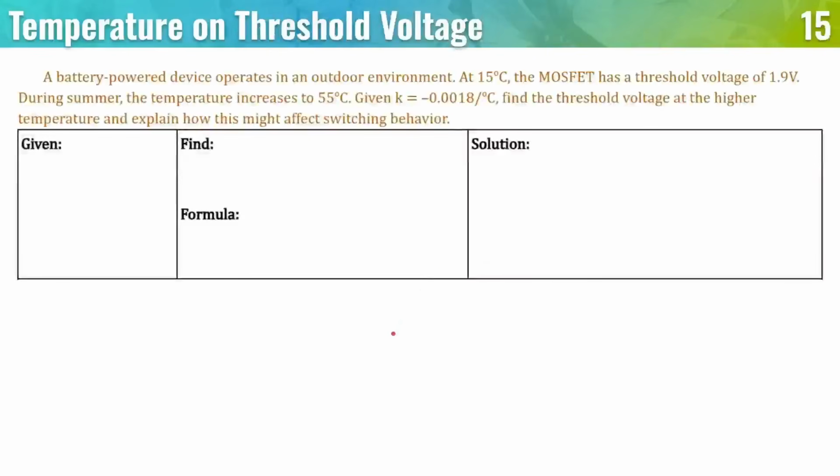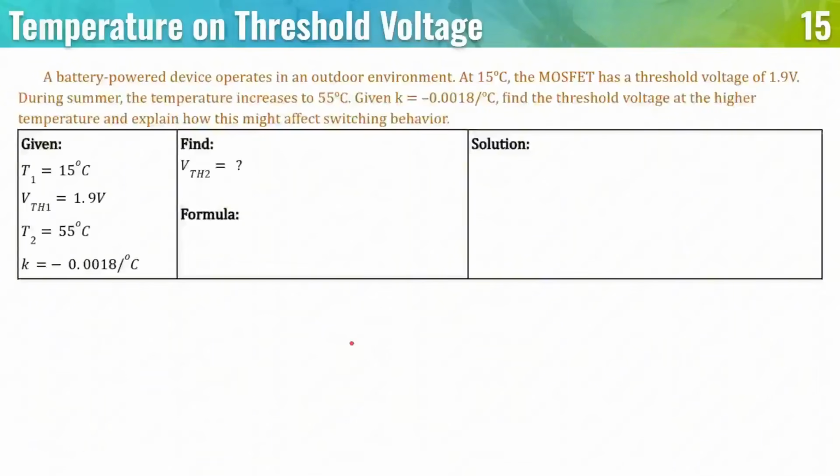So next, a battery-powered device operates in an outdoor environment. At 15 degrees Celsius, the MOSFET has a threshold voltage of 1.9 volts. During summer, the temperature increases to 55 degrees Celsius. Given K is equal to negative 0.0018 per degree Celsius, find the threshold voltage at the higher temperature and explain how this might affect switching behavior.